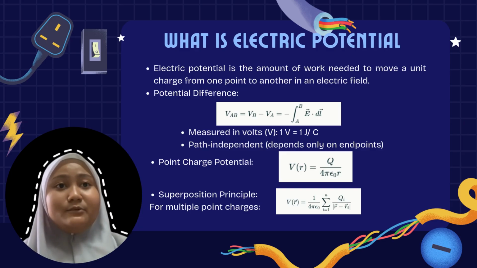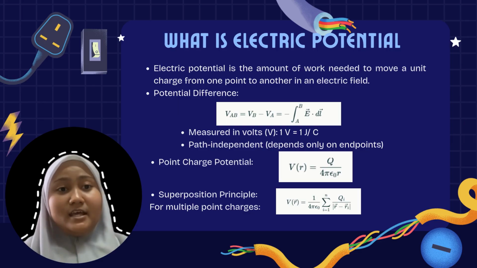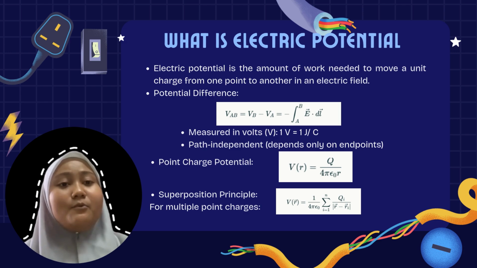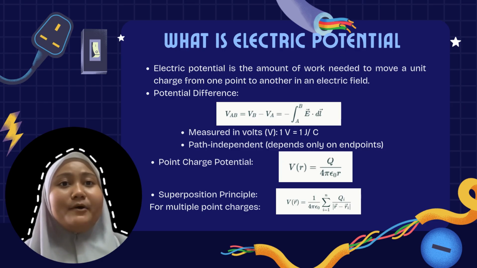The potential difference between two points is given by V_AB equals V_B minus V_A, which is equal to negative integral from A to B of E dot dl. This is measured in volts, where 1 volt is equal to 1 joule per coulomb. Importantly, it is path independent. Only the start and end points matter.